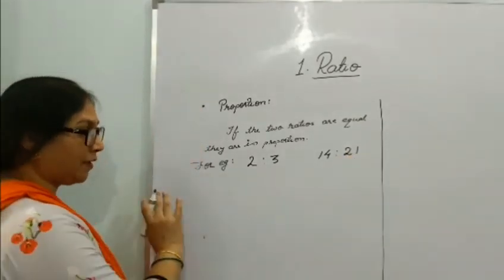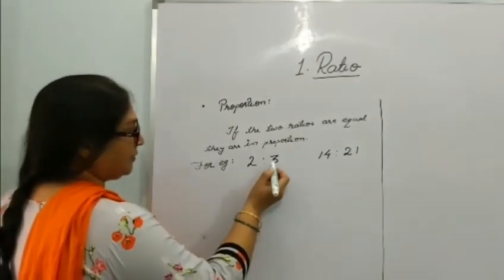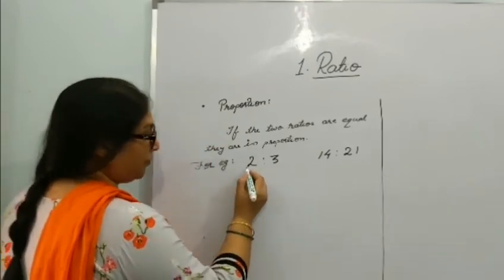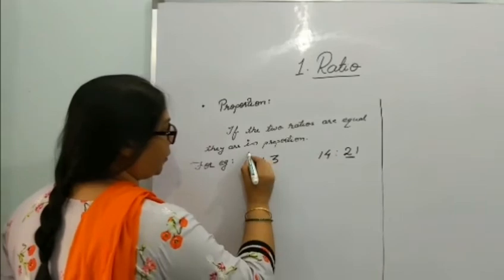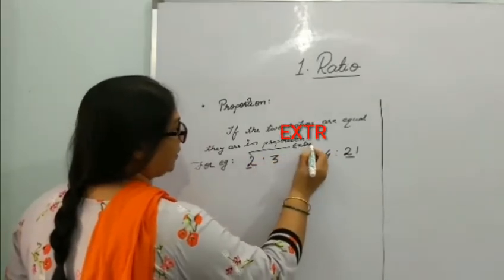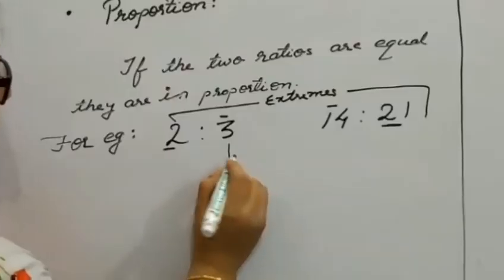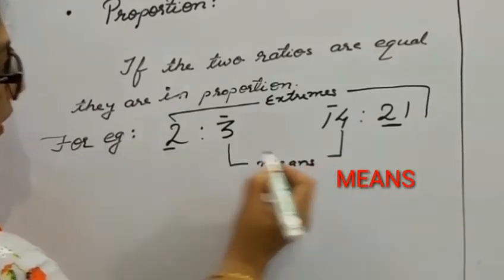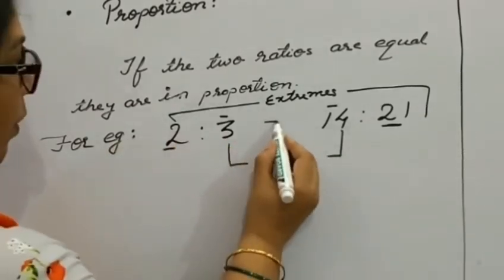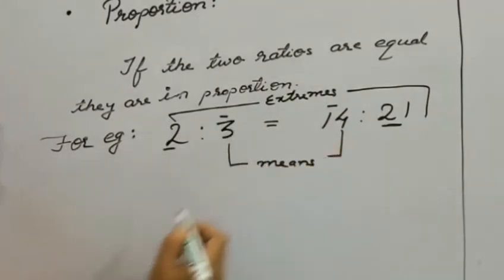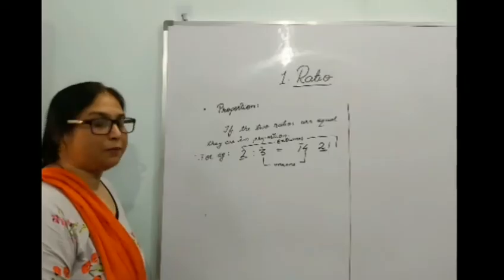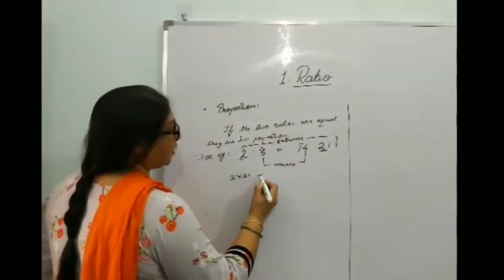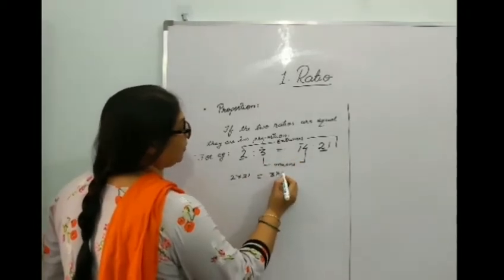How to verify? First, let me explain the terms of the proportion. First, second, third, fourth. There are 4 terms in a proportion. First and fourth terms are called extreme terms or extremes. Second and third terms are called mean terms or means. In case the product of extremes equals the product of means, then we say the ratios are in proportion. Here you see 2 into 21, the product of extremes, equals 3 into 14, the product of means.